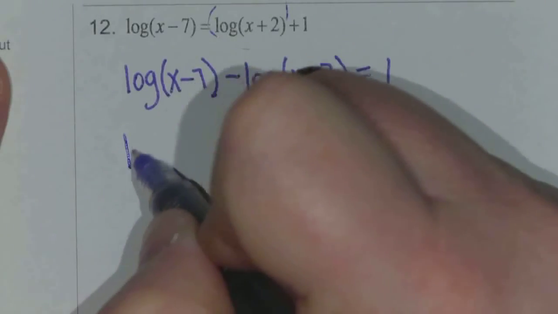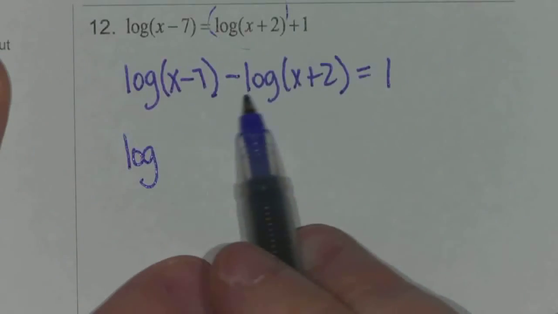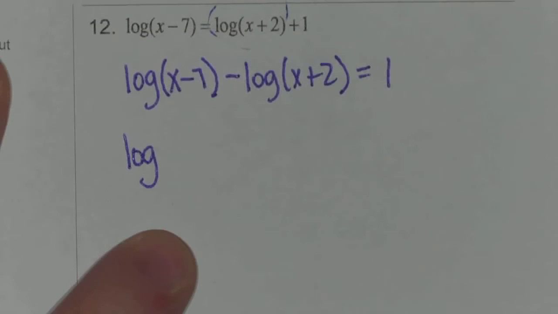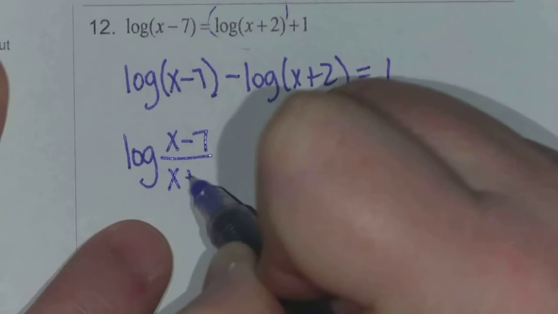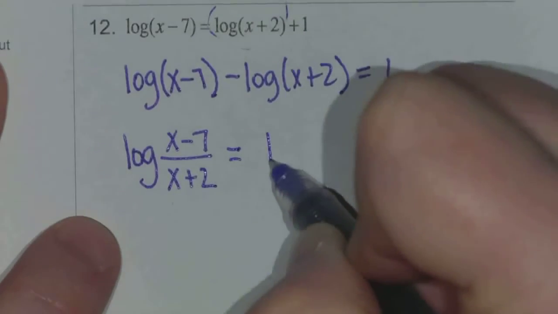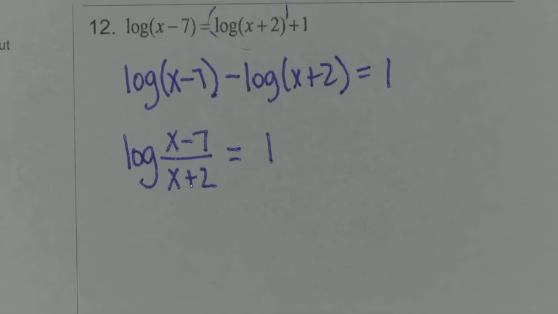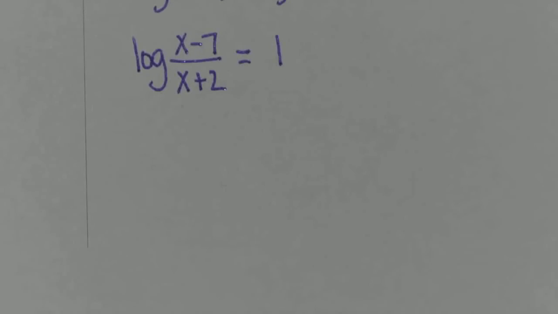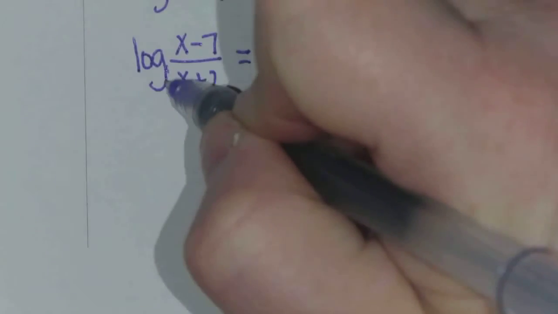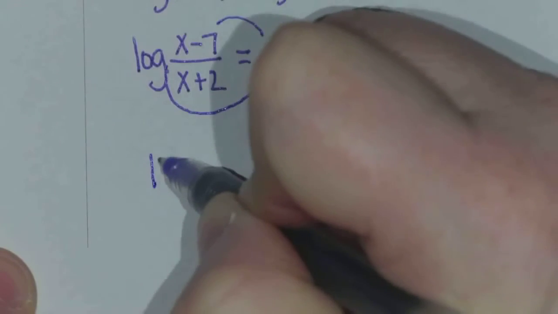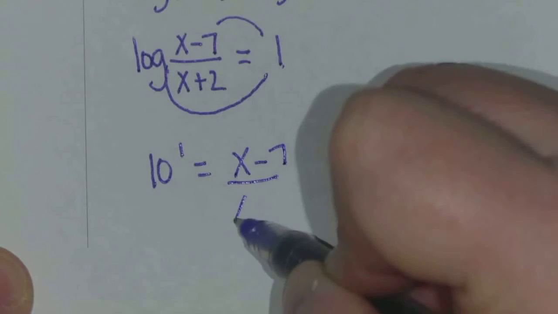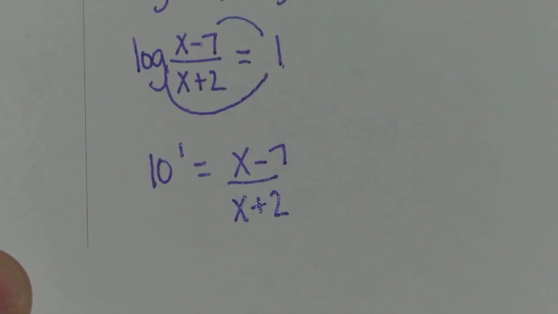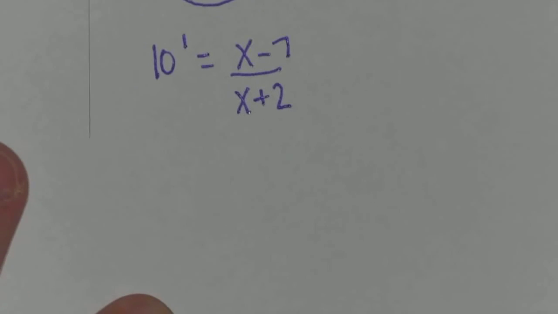Now that it's written as subtraction, I can rewrite it as one logarithm. That would be division, right, if I'm condensing it. So I'll have x minus 7 over x plus 2, and it's still equal to 1. So did you see how I just condensed it using that condense rule? Now I'm going to circle it around. Anybody know what base this log is in? 10. So 10 to the 1 equals this. 10 to the 1 is 10, right?